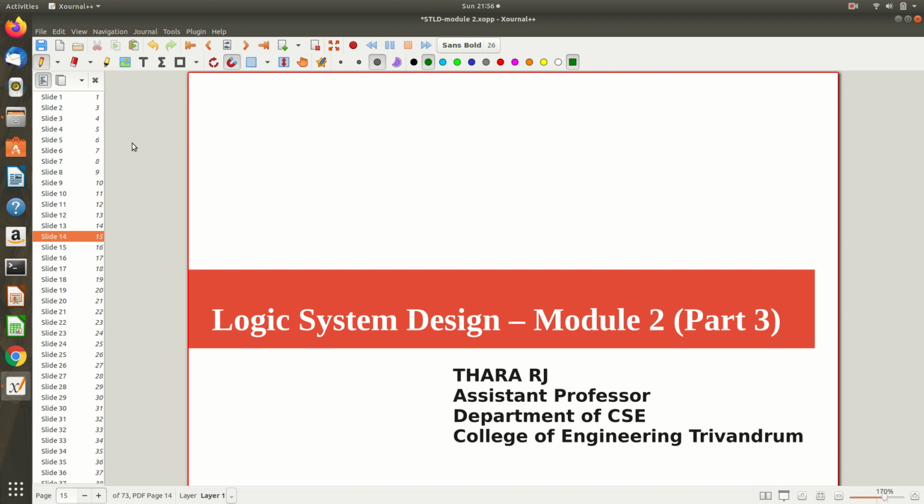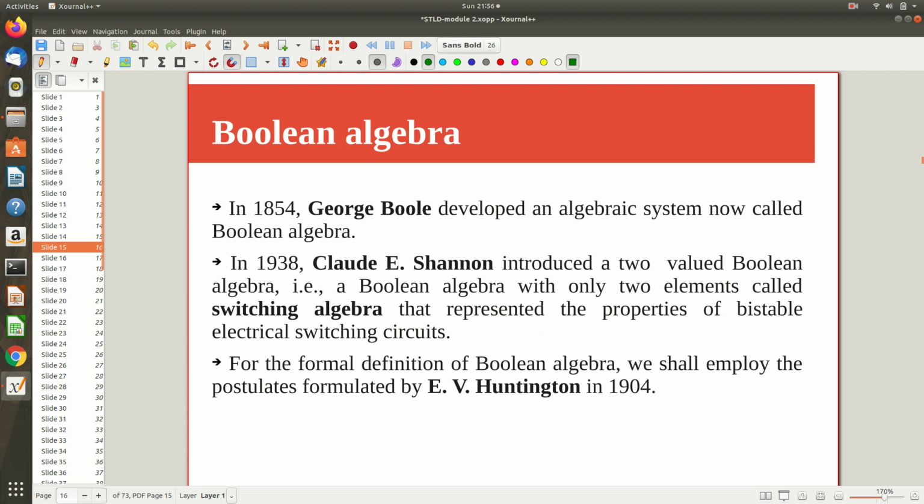So in part 2 we discussed the general postulates of any mathematical system. Now we see particularly what Boolean algebra is and what all its postulates are, and we will see a comparison between ordinary algebra and Boolean algebra. So that is how we are proceeding.